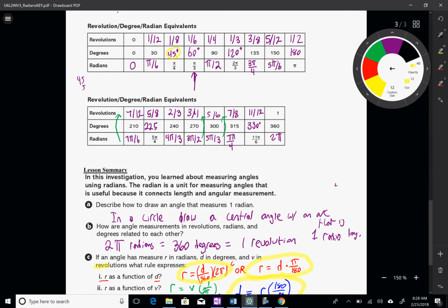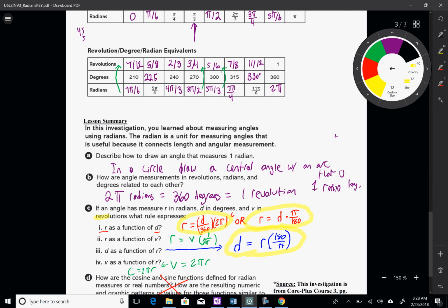Now, for part 2, r is a function of v. If you look at these 3 where I've drawn green arrows, you can see as I go from radians to revolutions, 7 pi over 6 to 7 over 12, 3 pi over 2 to 3 over 4, 5 pi over 3 to 5 over 6, the pi goes away and the denominator gets twice as big.